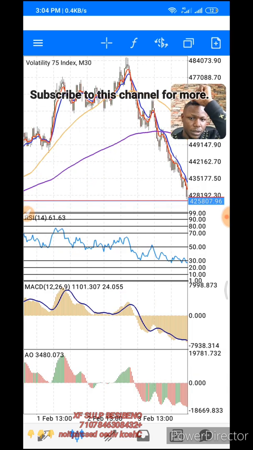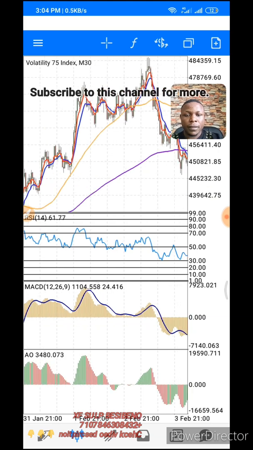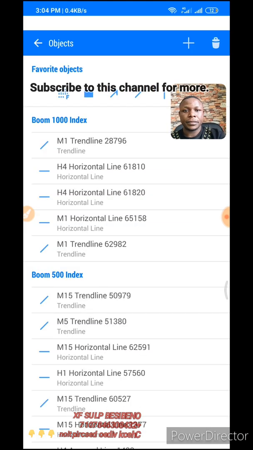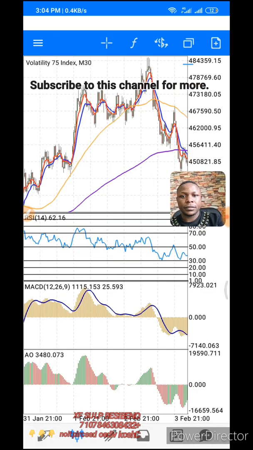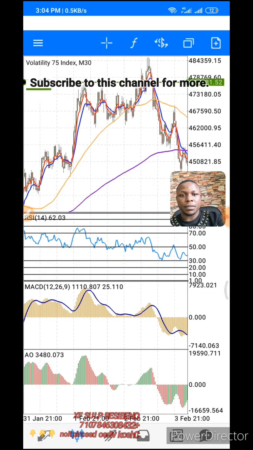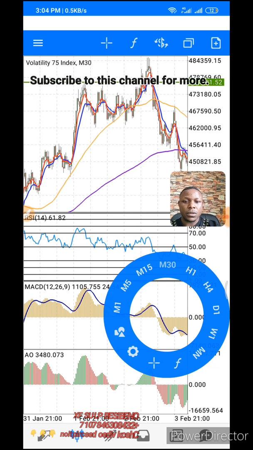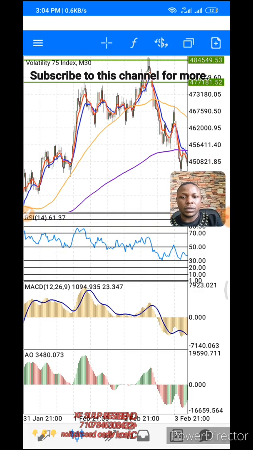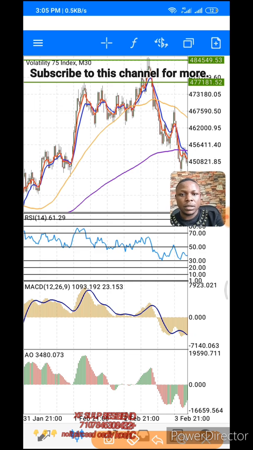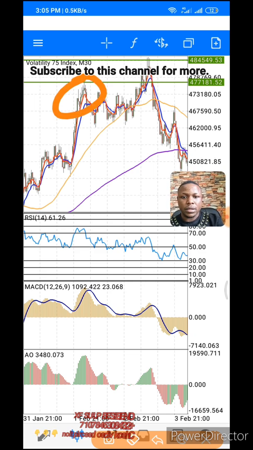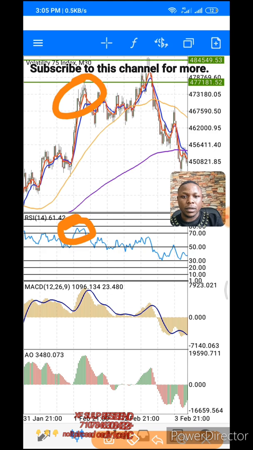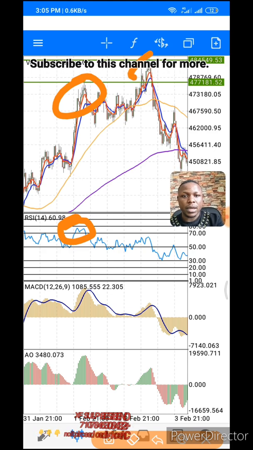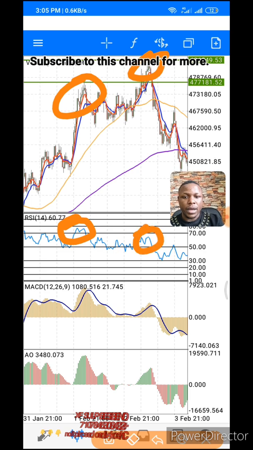See this divergence over here. See this previous high, this was the previous high, and this was the current high according to that uptrend. Now you can see that this lower high is forming a higher high here, and this higher high is forming a lower high here.